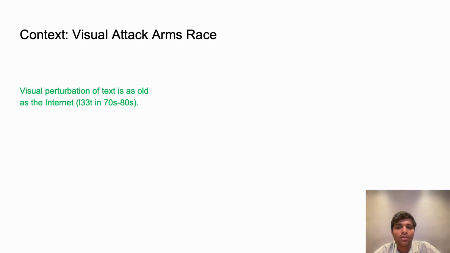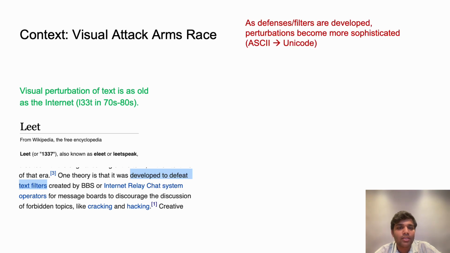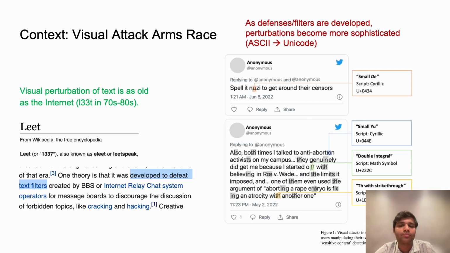Visual attacks. These are attacks where a person replaces some characters in their message with similar looking characters to avoid automated filters and other text detection algorithms. These attacks are as old as the internet. As filters and defenses are developed, the perturbations become more sophisticated. So they started off with ASCII perturbations in LeetCode in the 70s and 80s, and have now evolved to more sophisticated Unicode substitutions in these examples from Twitter.